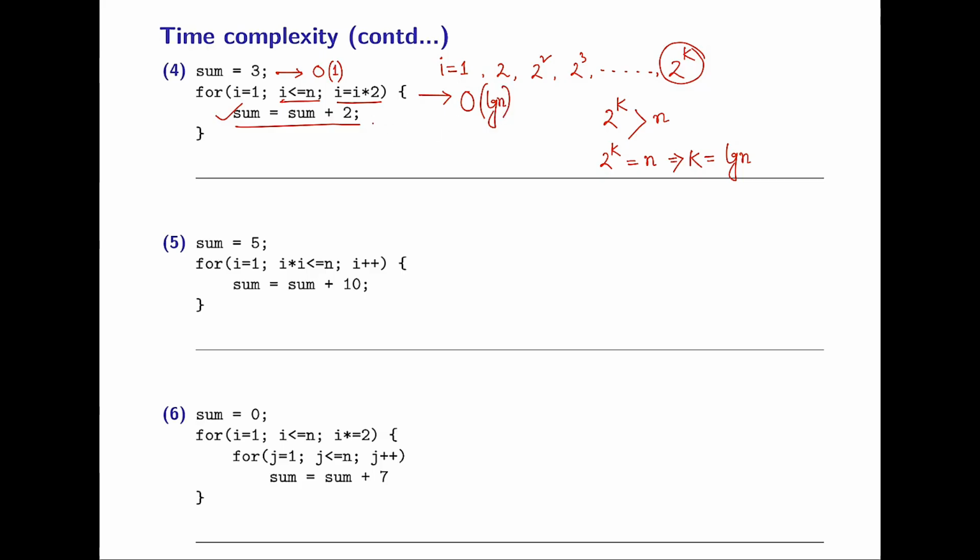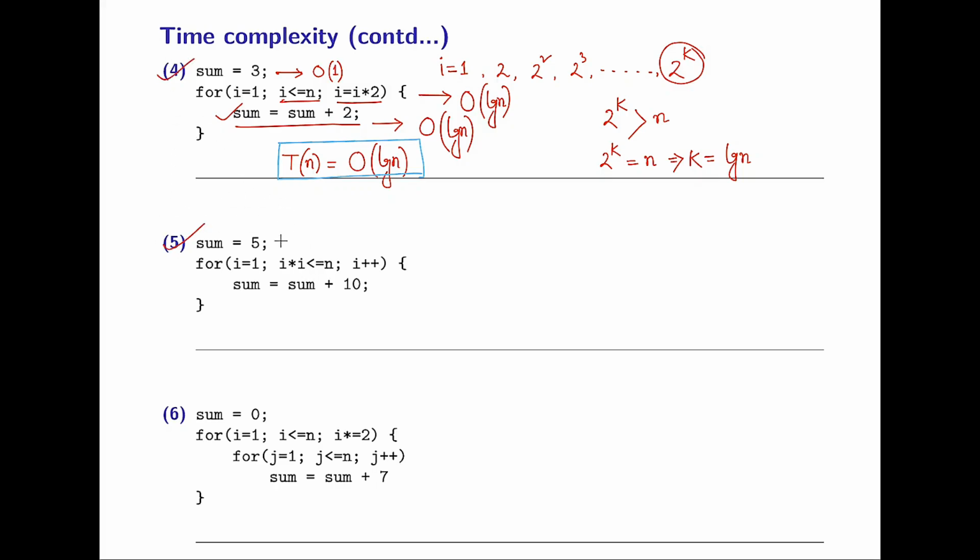Okay. So if this loop is going to run big O of log n, the statement inside the loop is also going to run big O of log n times. So what is the time complexity now? Time complexity T(n) is equal to big O of log n. Now question number 5. So this is the answer for question number 4.